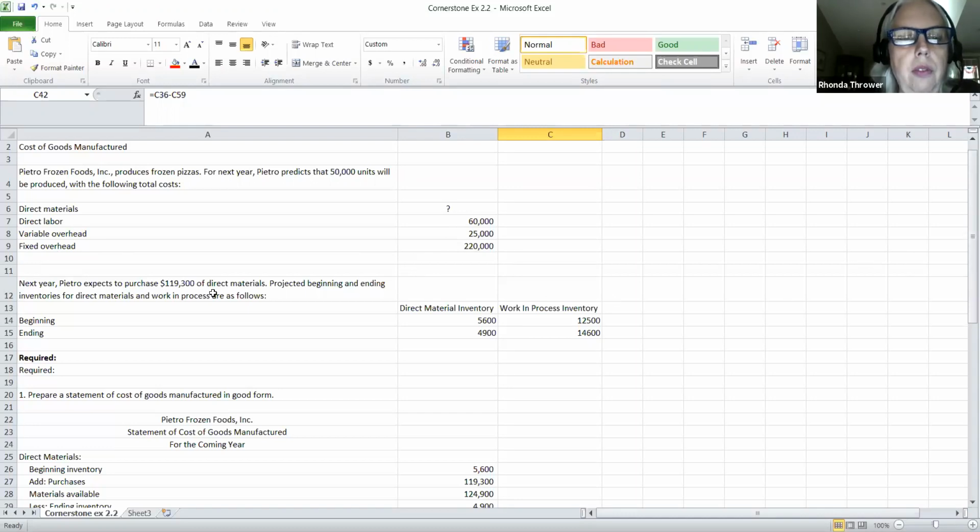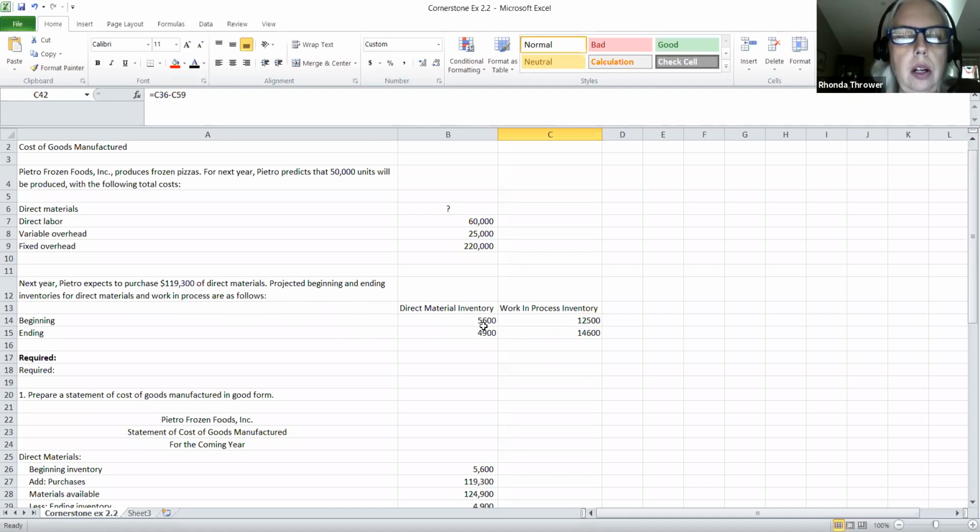They've also given you some information about the Petro company, that they are also going to be using 119,300 of direct materials, and that they had some projected beginning and ending inventories for direct materials and work in process that are as follows. Our direct materials has a beginning inventory amount of 5,600. It also has a given ending inventory amount of 4,900.